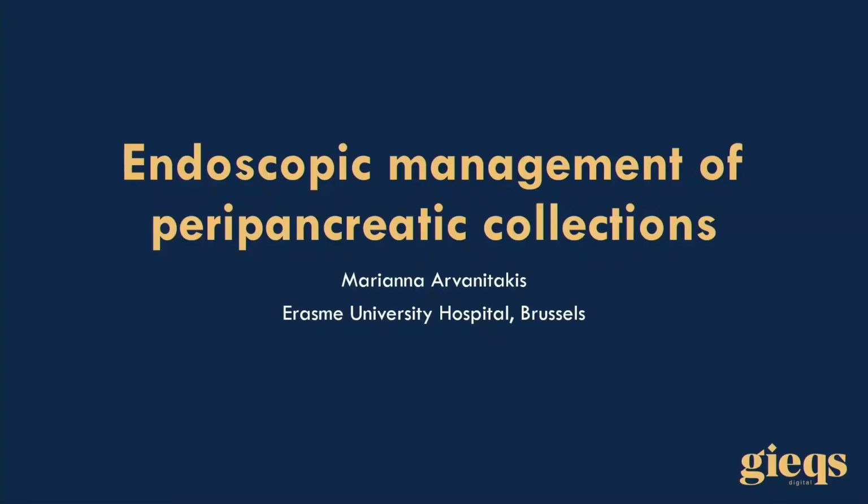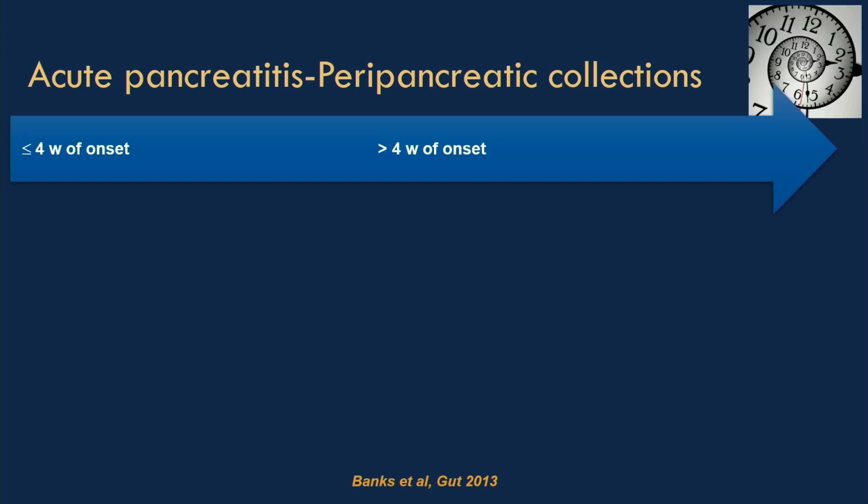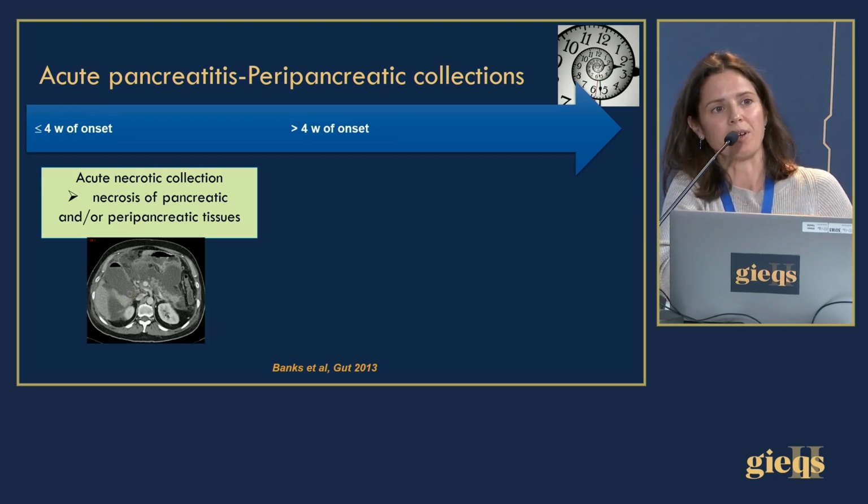So I will talk about the management of peri-pancreatic collections, mostly focusing on acute pancreatitis. If we go, we see the timeline of a patient with acute pancreatitis. We usually have this division between less than 4 weeks and more than 4 weeks. On admission, patients with acute pancreatitis will have an acute necrotic collection and maybe acute fluid collections, which is mostly necrosis of the tissue.